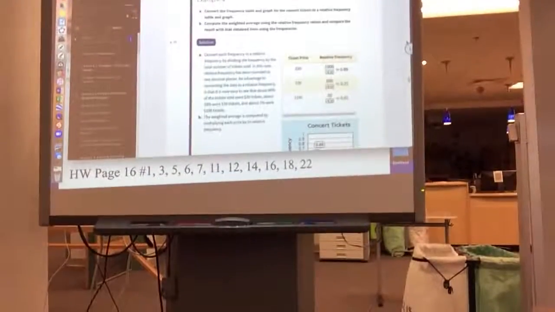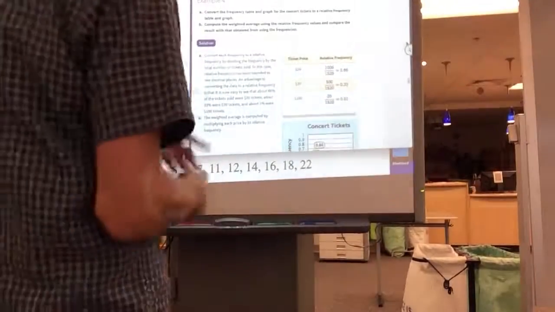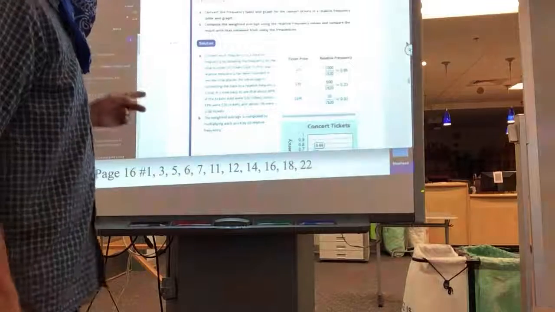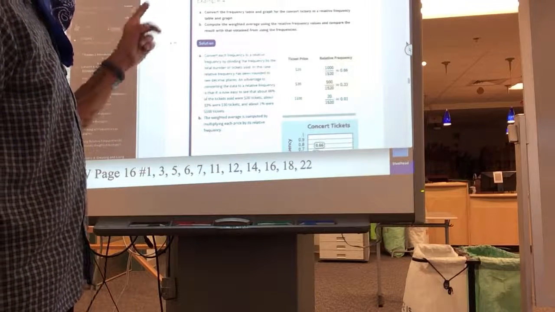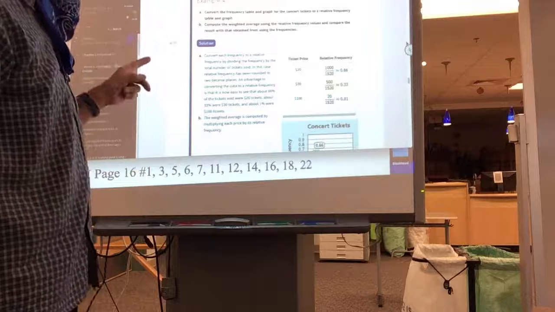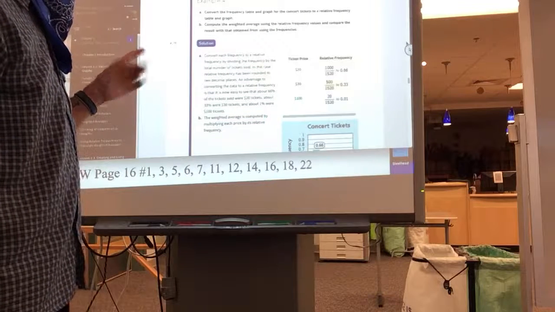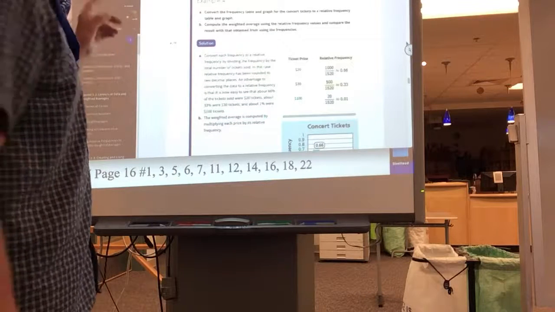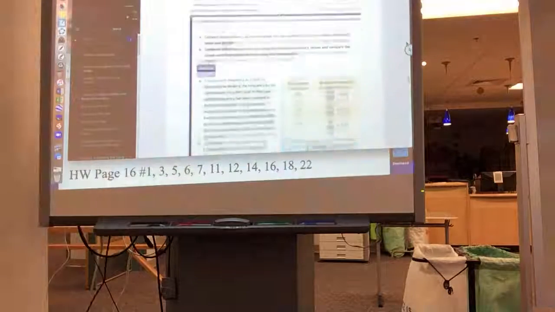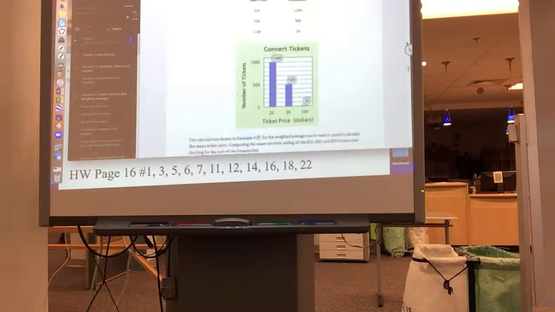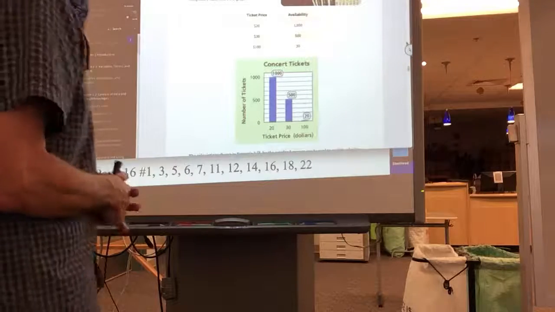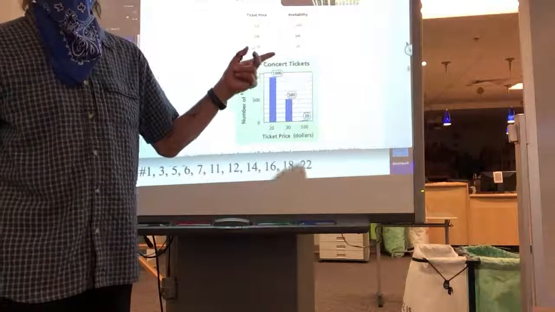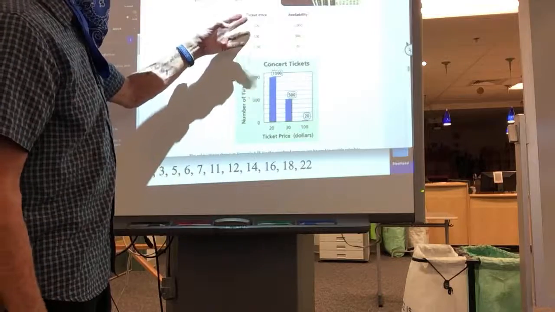And what they're having us do here is convert a frequency table and a graph for concert tickets to relative frequencies. So, let's see. They give it to us out here. So this is the frequency table, because a frequency is simply a count. And it's done by category.